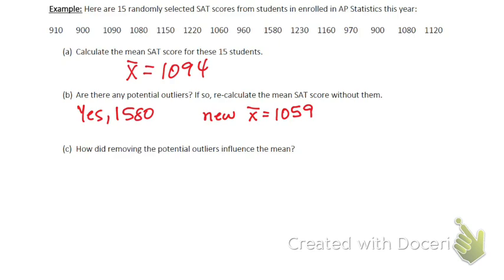It went lower. By how much? By almost 40. Is 40 points on the SAT a big deal? Yeah, so this significantly changed our mean, right? The mean decreased. Okay? So yeah, there was a pretty big change, a change of 40. That's a pretty big change for an SAT score, okay?